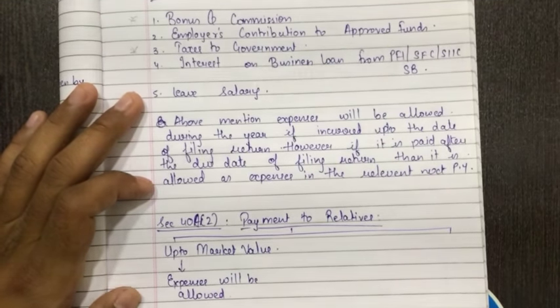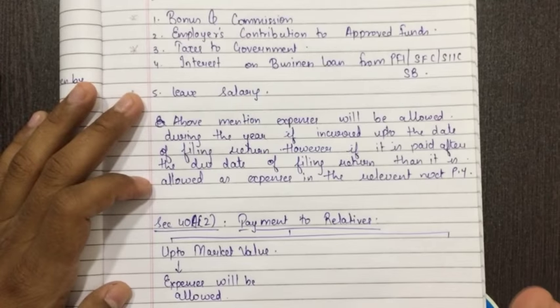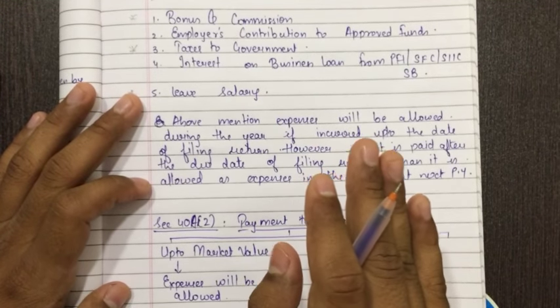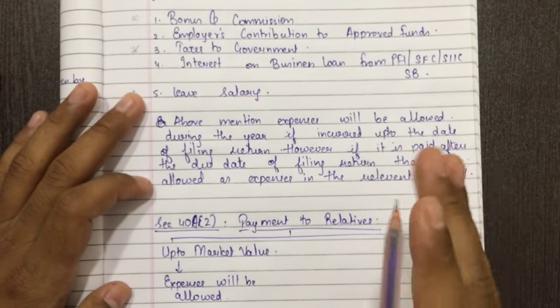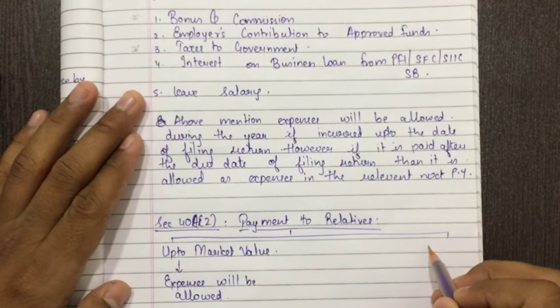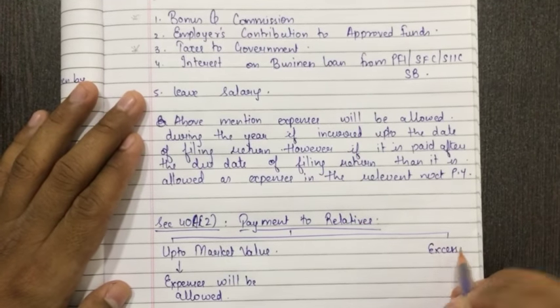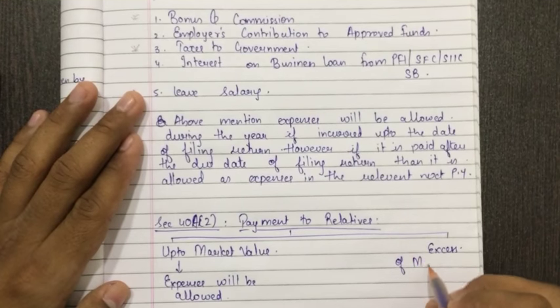Because salary is a revenue expenditure. Salary comes under section 37, because there was no specific section for salary. Okay. Excess of market value.